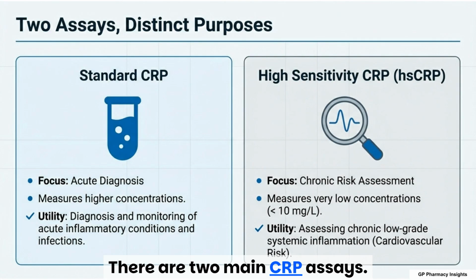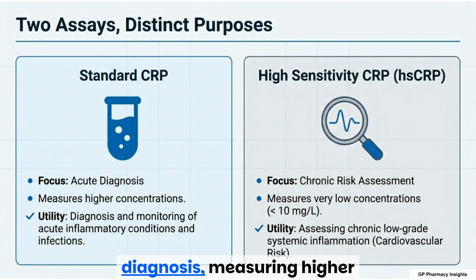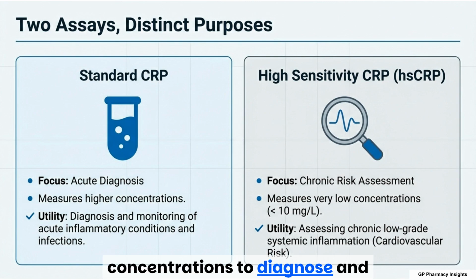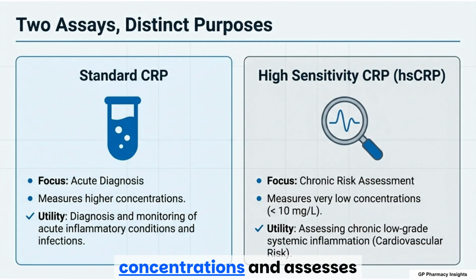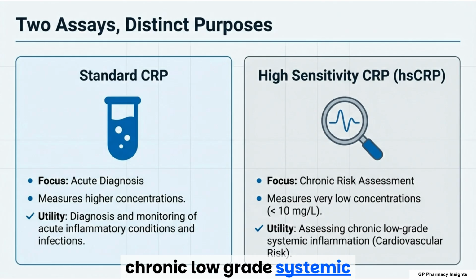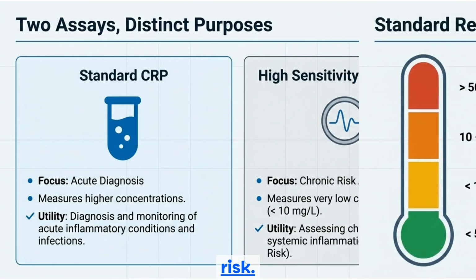There are two main CRP assays. Standard CRP focuses on acute diagnosis, measuring higher concentrations to diagnose and monitor acute inflammatory conditions. High-sensitivity CRP, or hs-CRP, measures very low concentrations and assesses chronic low-grade systemic inflammation for cardiovascular risk.